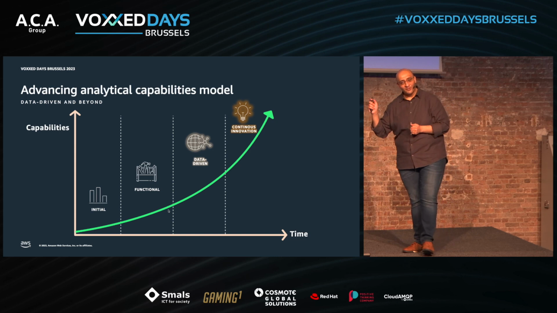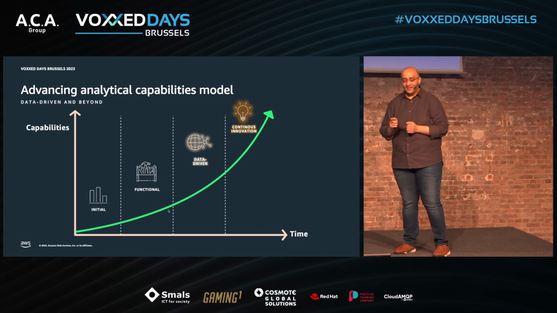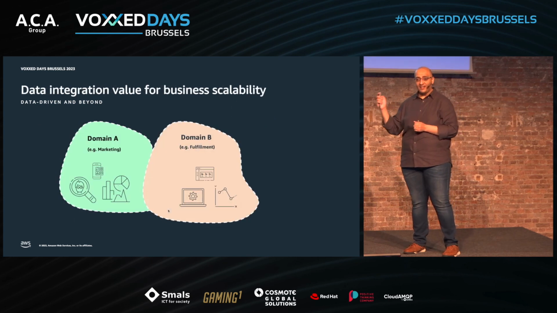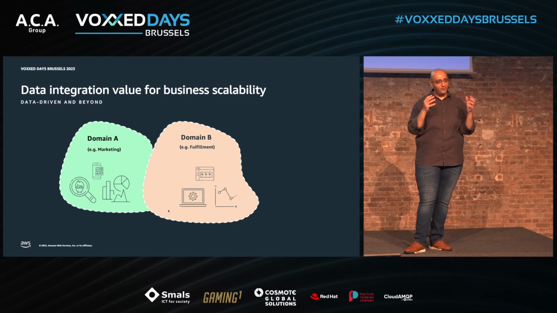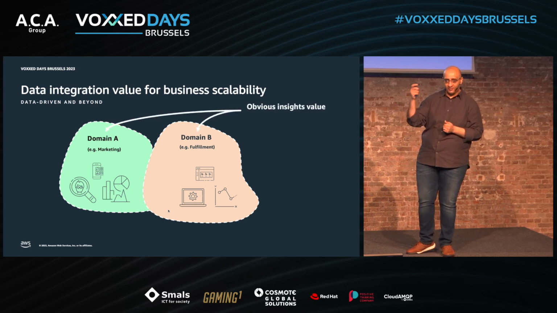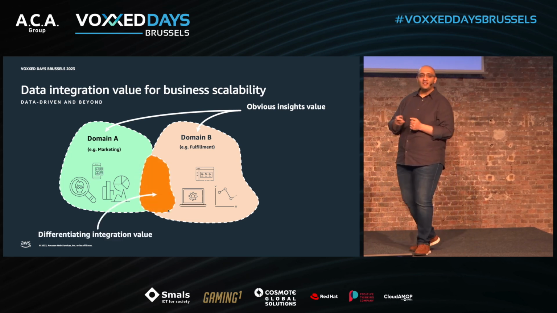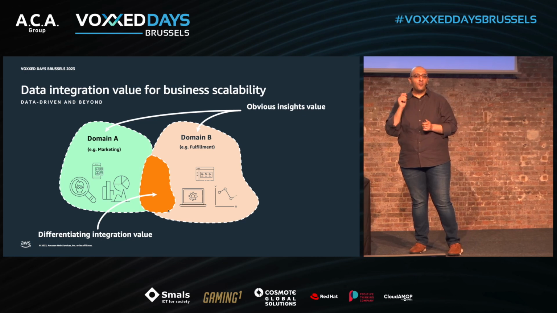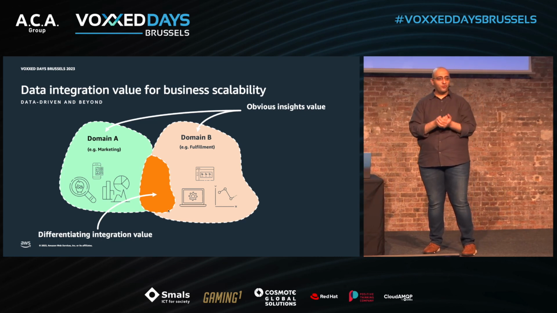Now, for the last step in our journey. And in this last step, let's look at the organizational scale. Again, we have those two domains, but now they're somewhat closer together. Because we're going to have our obvious insights, right? We need those anyway. But then we have found that we need something else. We now need a differentiating value that comes from integrating the data from those two domains.